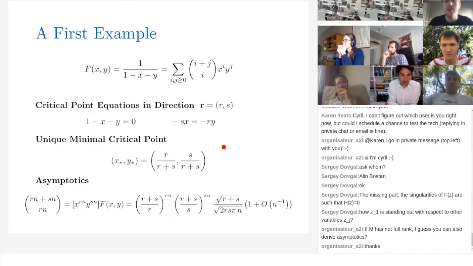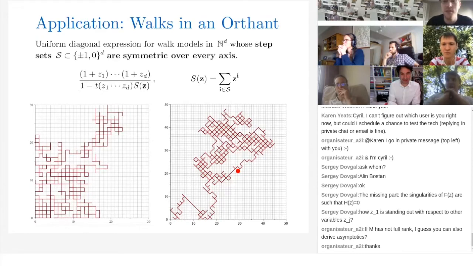You can also look in the general R, S direction, so the only thing that really changes is that we had 1, 1 here before, and now we have R and S appearing. The minimal critical point will depend on R and S, and again, you can compute this asymptotic expansion. If you look in my book, which I described yesterday in the session dedicated to new books, I spend about maybe 10 to 15 pages just on this one example, deriving everything from scratch to show how all the computations go.